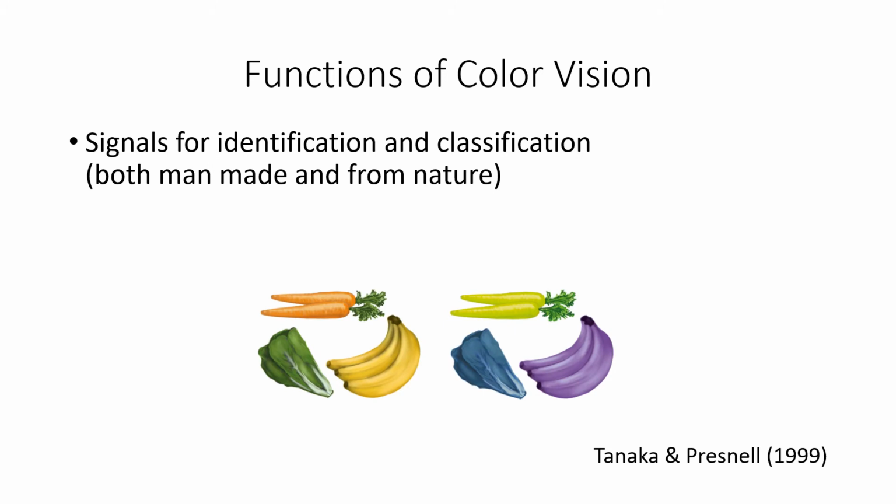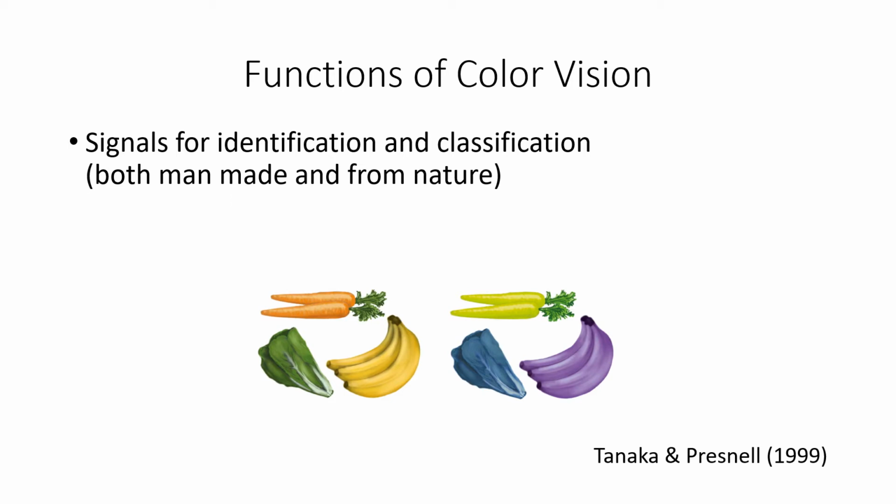Another function of color vision is that it signals identification and classification. So it helps us to identify objects and classify objects. This is true for both man-made objects and objects from nature. And so these pictures are from stimuli from Tanaka and Presnell in 1999, where they presented participants with either, I'm just going to use the bananas that are their canonical kind of yellow color, maybe with a little bit of green brown, versus bananas that were this purple color.